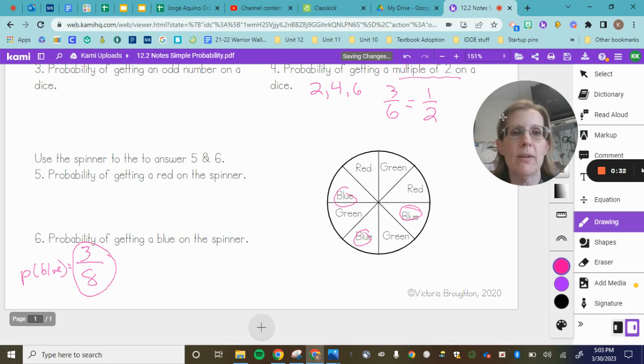Now make sure you answer the other questions and check them with the Edpuzzle video. So you're answering numbers 1, 3, and 5. And then you're ready to go to the Google Slides practice.